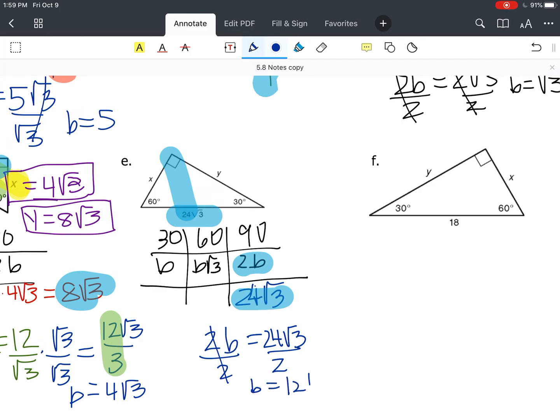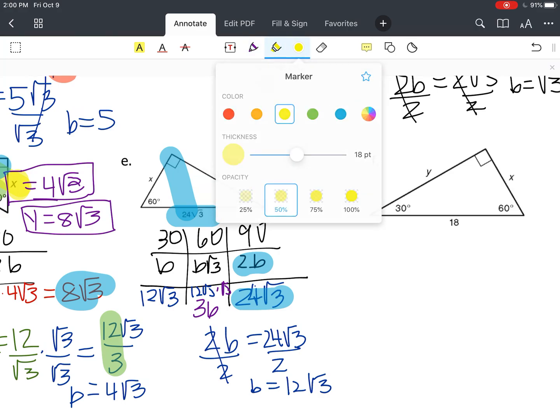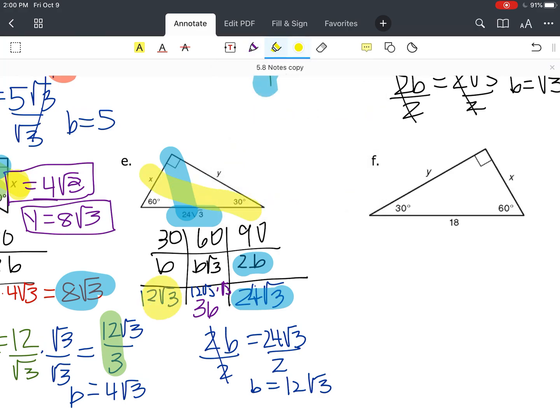So I have to divide both sides by 2 to get b by itself. 24 divided by 2 is 12. So b is going to be equal to 12 root 3. So I can put that in for b, 12 root 3. So b root 3 will be 12 root 3 times root 3. Sorry that it's getting really small in there. But I'm taking b, which is 12 root 3, and multiplying it by root 3. 12 root 3 times root 3 is the same thing as 12 times 3, which is 36. You could use a calculator for that.